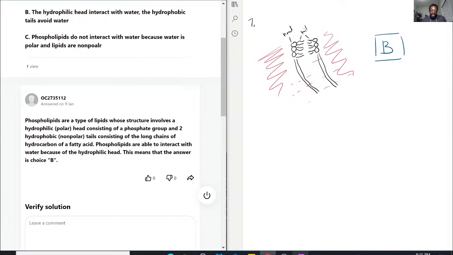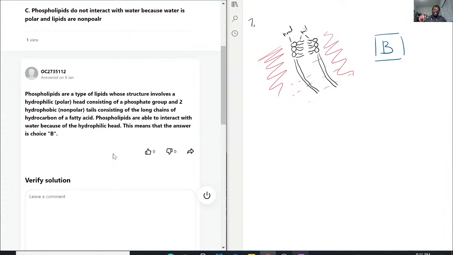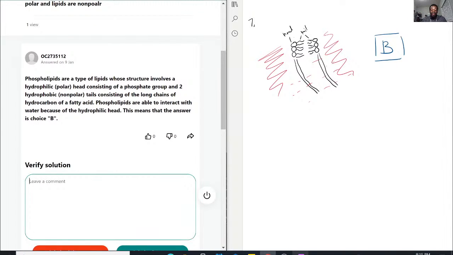Phospholipids are able to interact with water because of the hydrophilic head, but the parts that don't want to attract water are the hydrophobic tails, which are long chains of hydrocarbons of fatty acids. So this is correct.